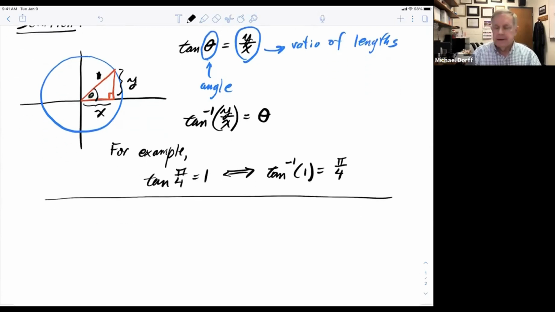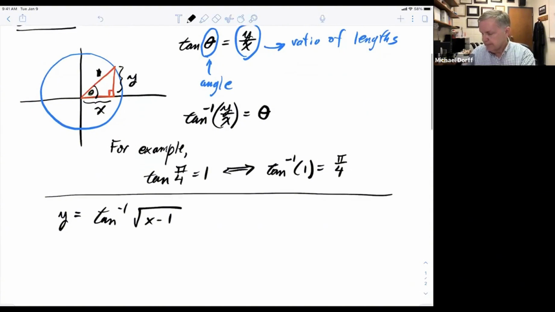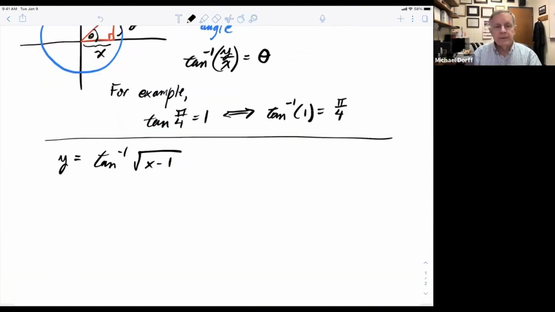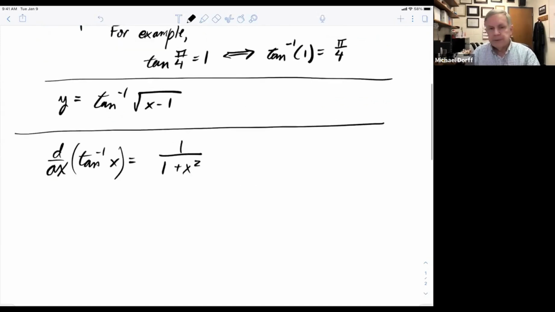Now, in finding the derivative, we had the function y equals the inverse tangent of the square root of x minus 1. So what is the derivative of the inverse tangent of x? Well, the derivative of the inverse tangent of x is given by the formula 1 over 1 plus x squared.